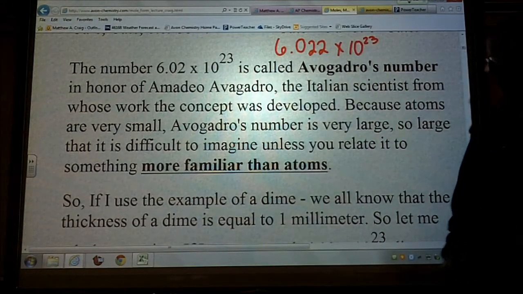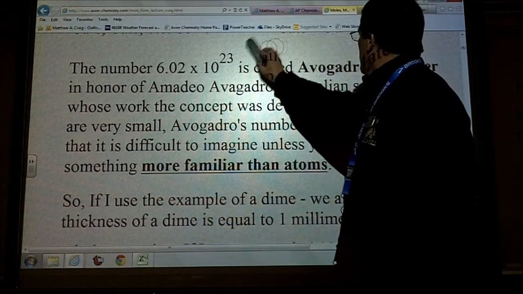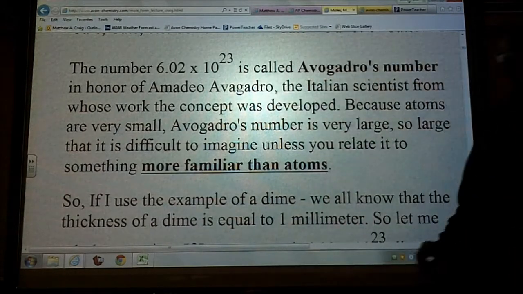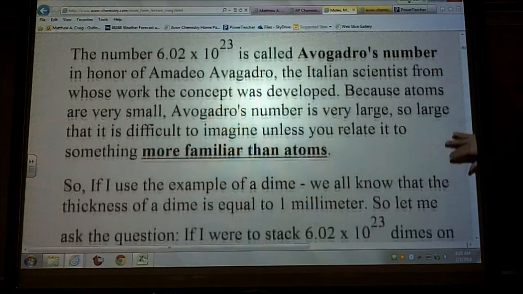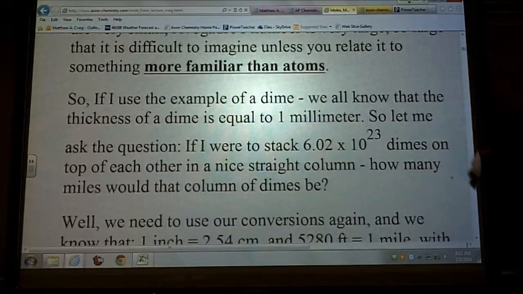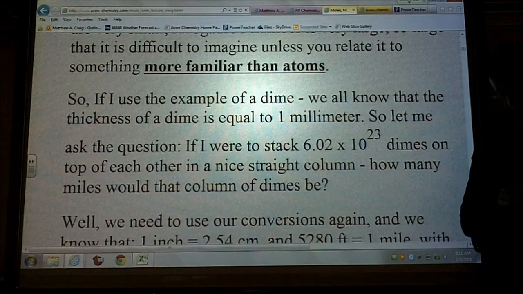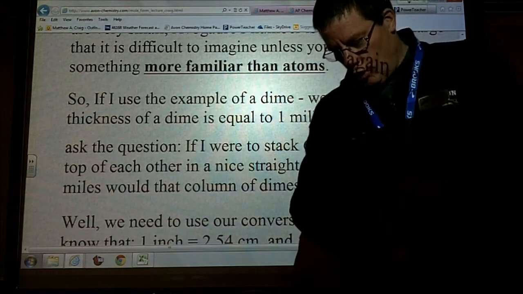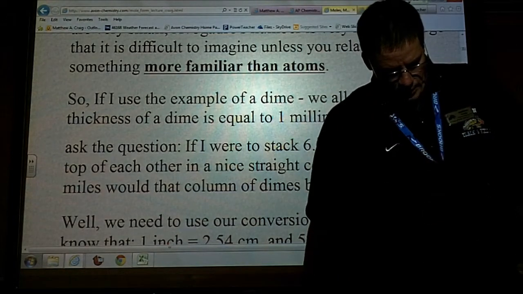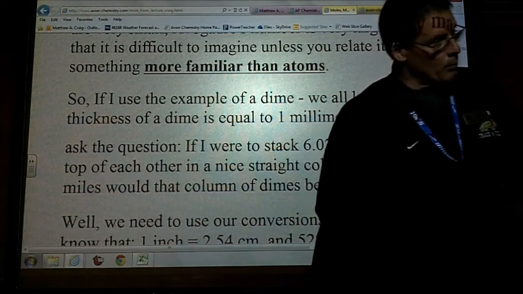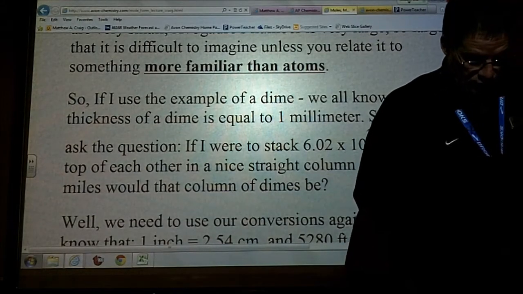Now, when we talk about this value, you should be able to type that in on your calculator, and we'll do that here very shortly. I want to talk about how much a mole actually is. Okay. What I have in my hand are 10 dimes. Yes, I don't like to show off.